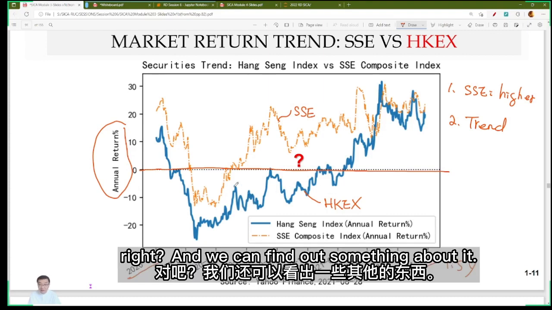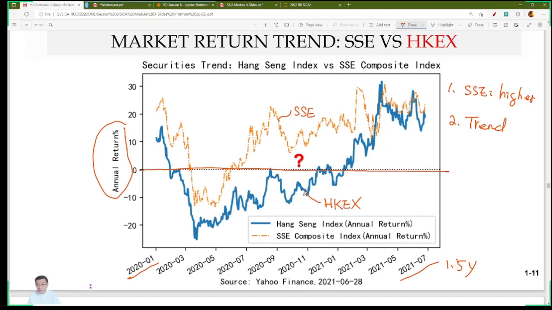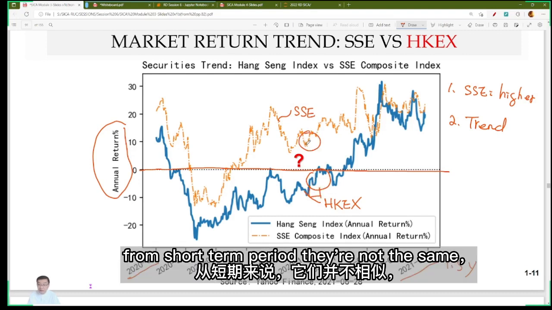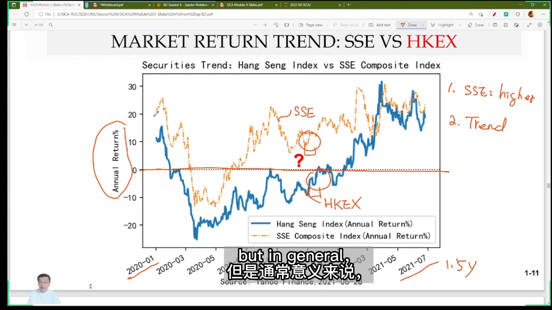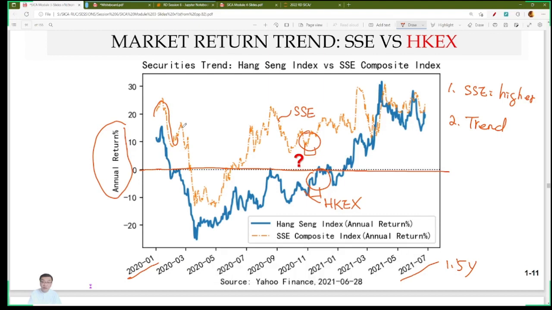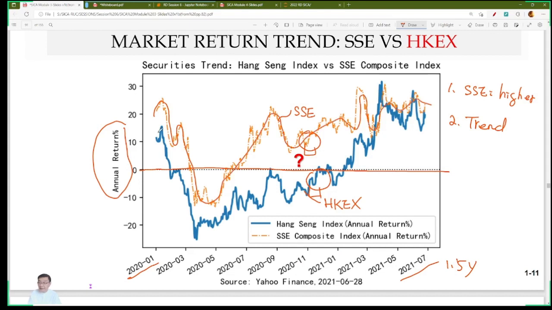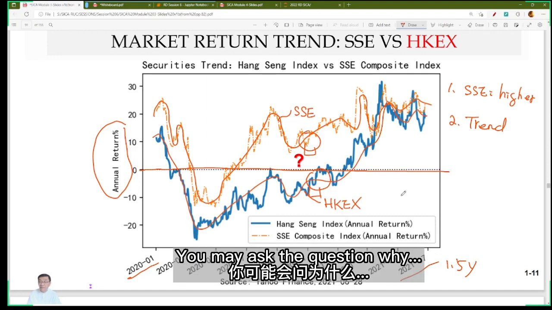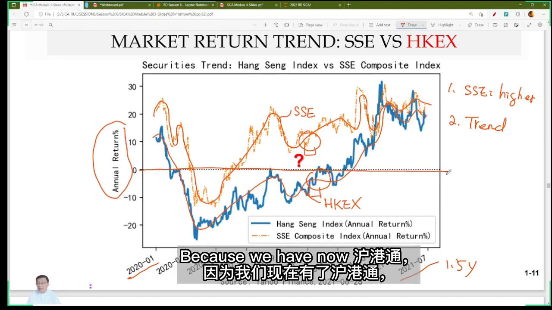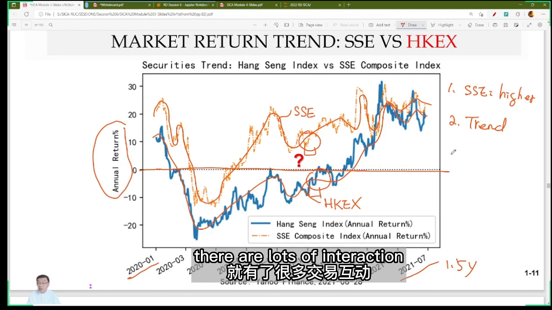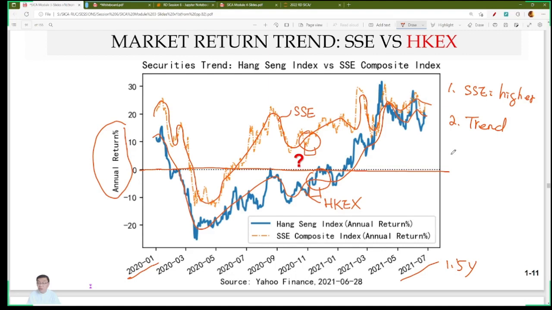And we can find out something about that. For example, here, the trends from the short-term period, they're not the same, right? But in general, they are similar to each other. If you look at the big trend, the big trend is similar. You may ask the question, why? Because we now have 沪港通. There is a lot of interaction between these two markets.